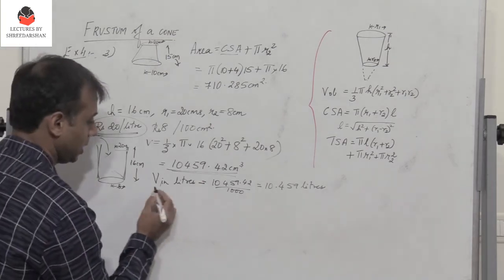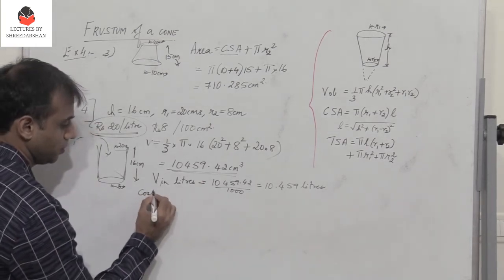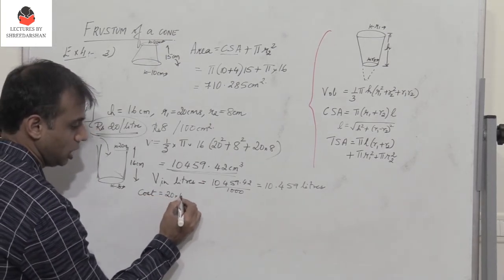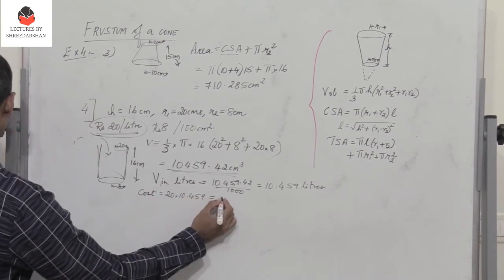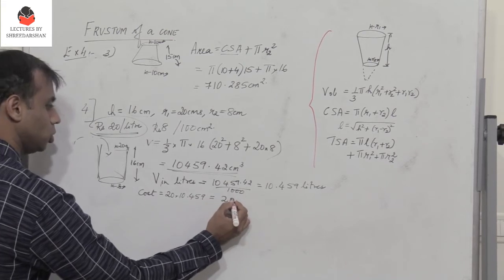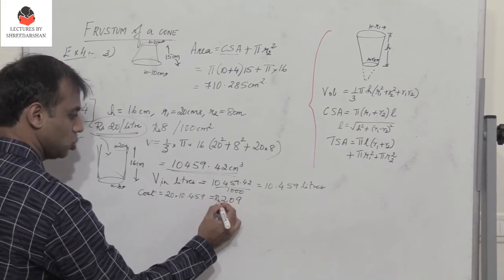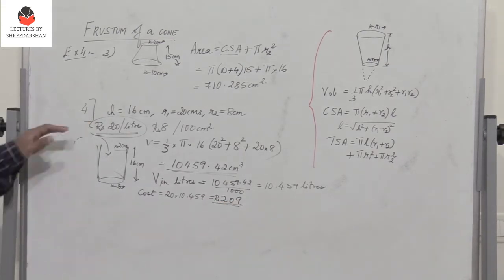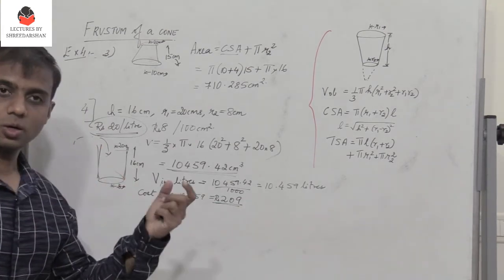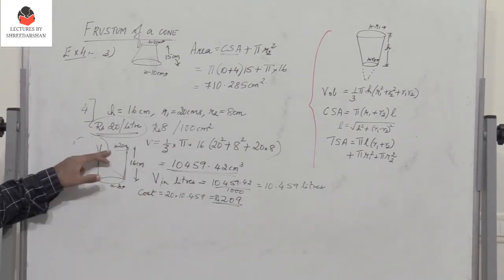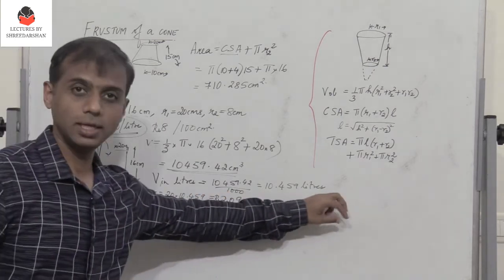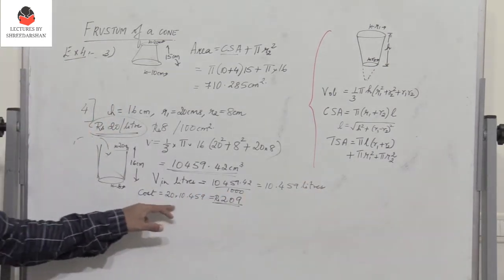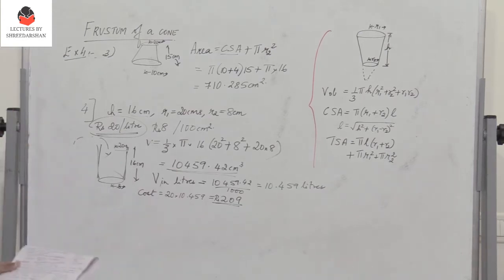So I have to multiply this. So the total cost is 20 into 10.459, which gives me a value of 209. So rupees 209. So when I fill this container with milk, where the cost of a liter of milk is 20 rupees, since it can accommodate 10.45 liters here, the total cost is going to be rupees 209.